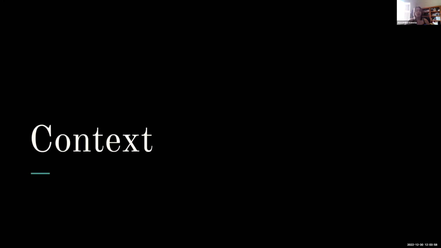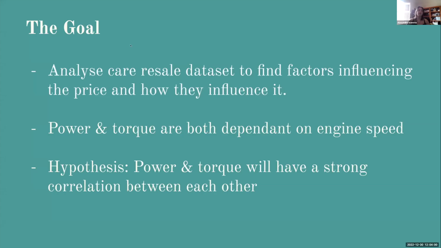And context for our data. So we were looking to see what factors influence the price of used cars the most, and how those factors influence the price. And since power and torque are both dependent on engine speed and are indicators, we hypothesized that power and torque will have a strong correlation when compared to the price.